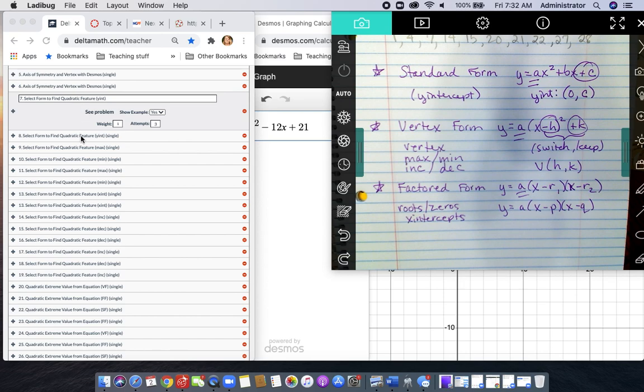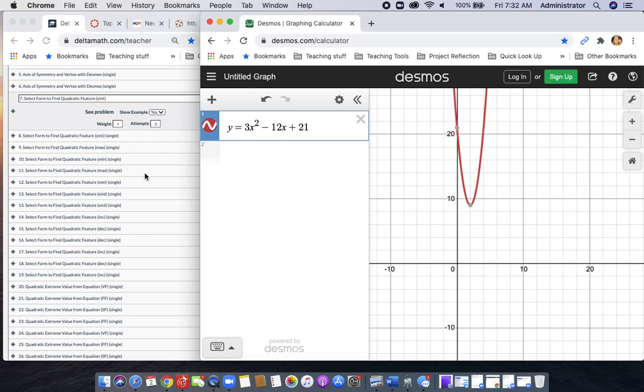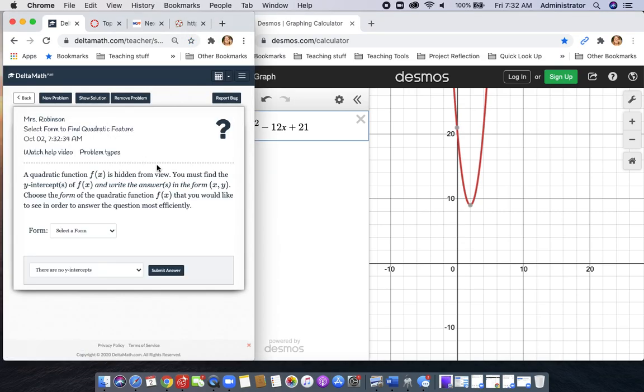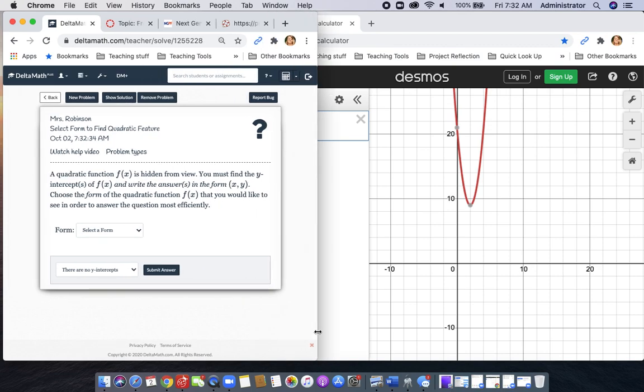So I'm going to go ahead and do number 7. So you are asked to select the form. It says a quadratic function is hidden from view, so you don't see the equation, but you must find the y-intercept and write it in the form (x, y). Choose the form of the quadratic equation you would most like to see in order to answer the question most efficiently. So again, if we want to see the y-intercept, look at your notes. If we want to know the y-intercept, we should be looking for standard form.